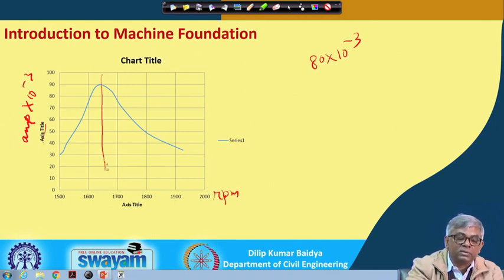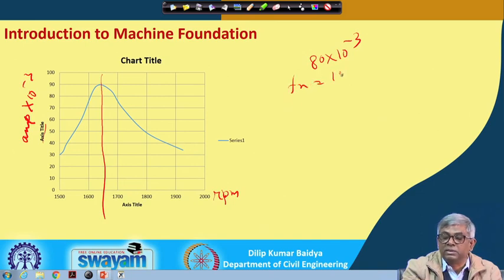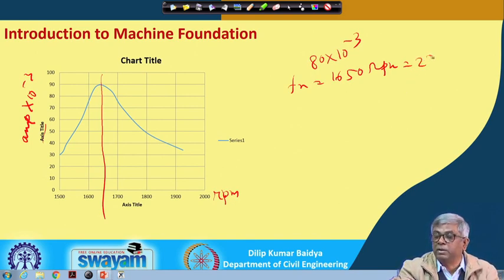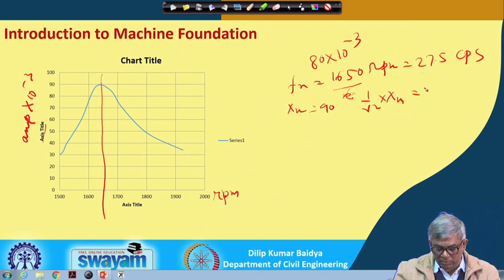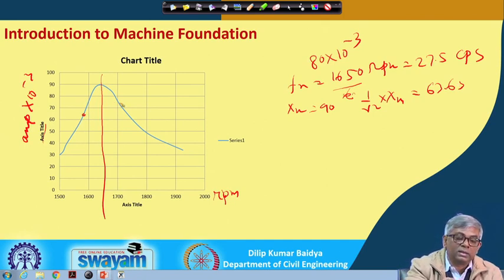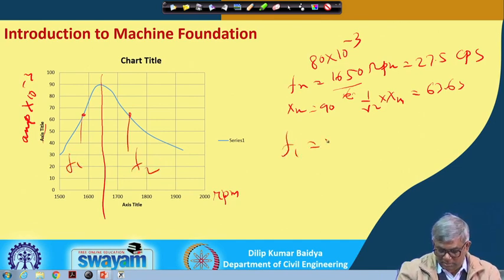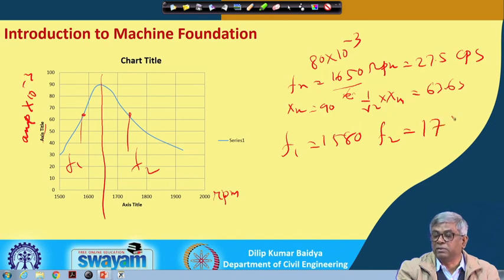From this plot I can find Fn equal to 1650 RPM, or in CPS, if I divide by 60, it becomes 27.5 CPS. At Xm equal to 90, 1 by root 2 times Xm is 63.63. Marking those points on the plot, if this is F1 and this is F2, then F1 comes as 1580 and F2 comes as 1740.